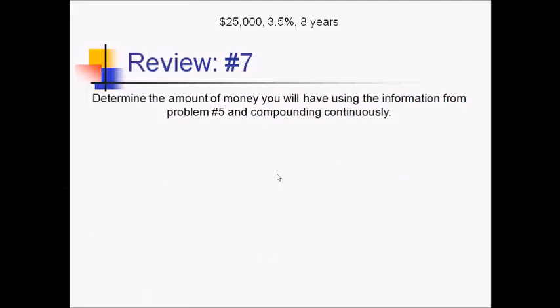For this problem, we want to figure out how much money we'll have using the information from problem 5, which I wrote up here, and compounding now continuously instead of annually. So for continuous compounding, we have to use P times e to the RT, the PERT formula, and we're going to need our principal of 25,000. The rate here is just the decimal version of the percentage, so that's going to be 0.035. And then for the time, we're going to use 8 again. So we just have to plug all that in the calculator.